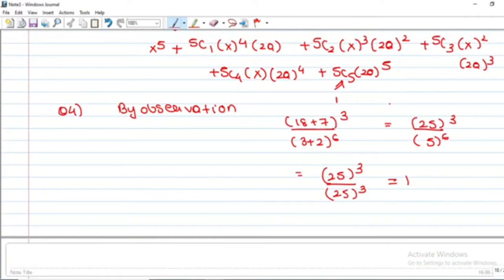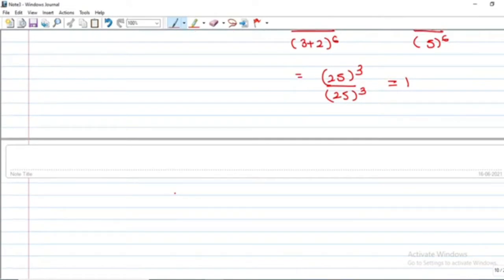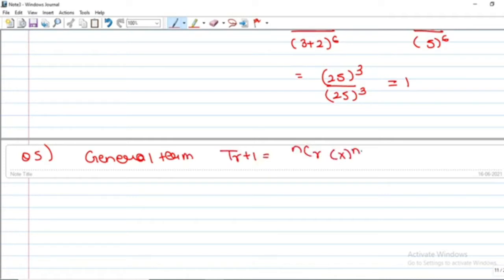So to get its general term, we need the sixth term, but remember the general term formula. For question number fifth, general term. There is one trap in the general term. You write T(r plus 1) equals nCr x power n minus r y power r. Whatever is given, if I need to find t7, you have to write it as t6 plus 1. Here you will write nC6. That is the trap.